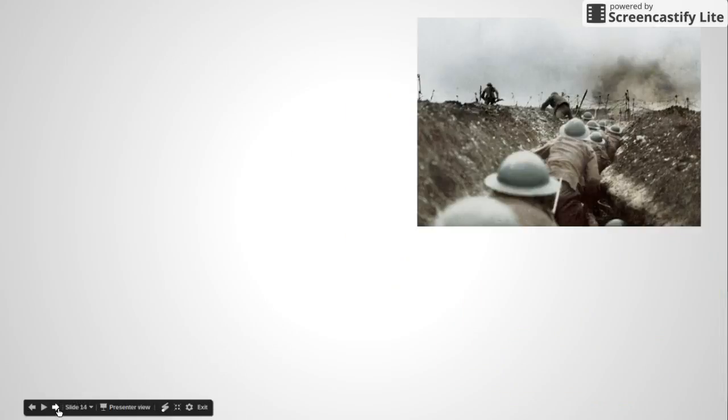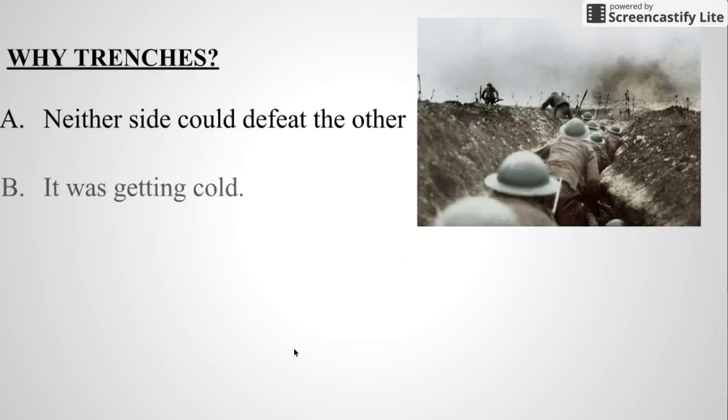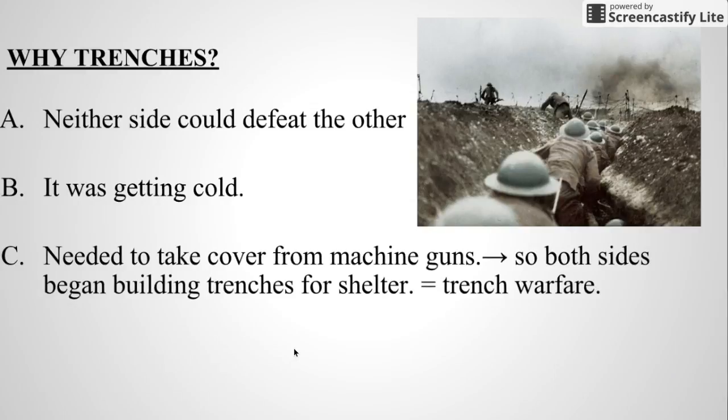Now your next one is why trenches? Well, neither side could defeat the other. They're at what they call a stalemate, and neither side was winning the war. The new weaponry that they had in World War I, particularly the machine gun, changed the way war was being fought. And to escape the machine gun fire, the soldiers on both sides started digging trenches to get out of the line of gunfire. So that was why they decided to build the trenches.